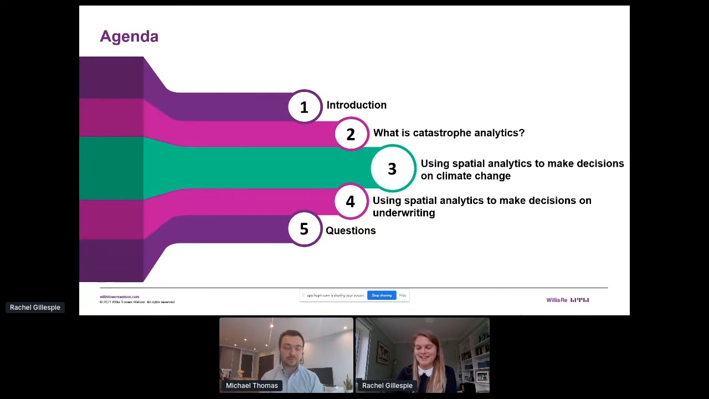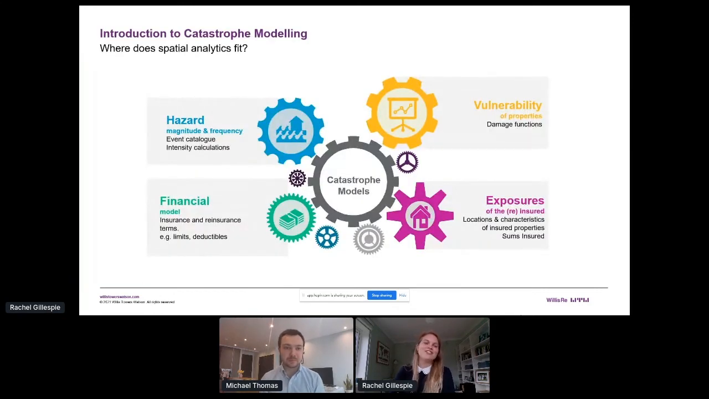Great. Okay, so let's get started. What actually is catastrophe analytics, and where does spatial analytics fit into that? With a catastrophe model, we have 4 main components that we think about. Starting on the top left, hazard, which looks at the magnitude and frequency of certain perils. We have both natural catastrophe, so your earthquakes, floods, windstorms, hurricanes, and also non-nat cats, focusing on life and cyber as well.